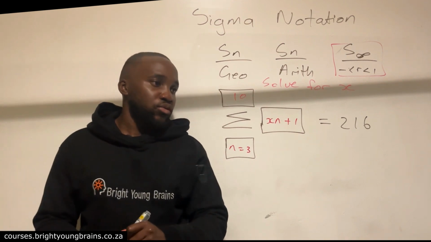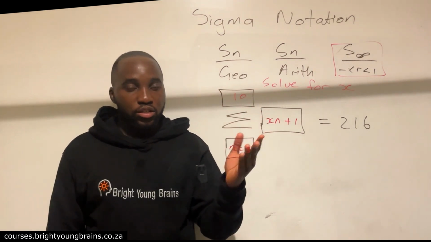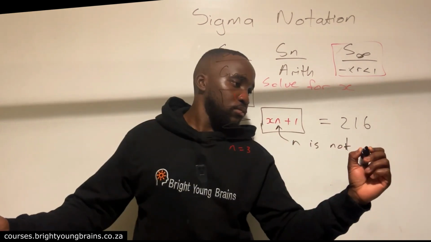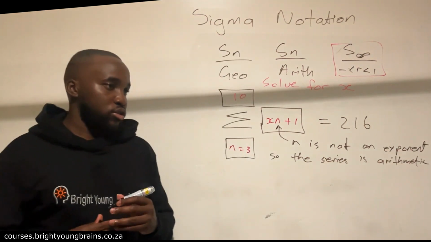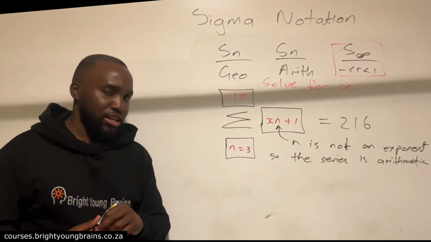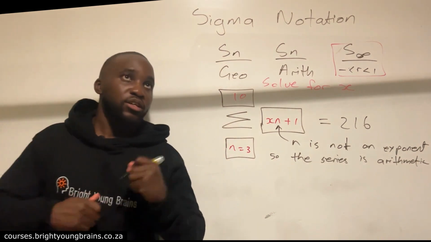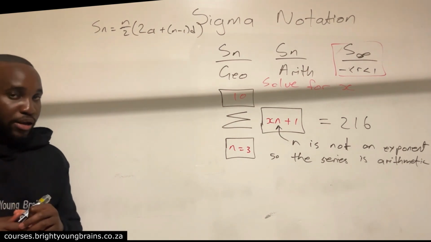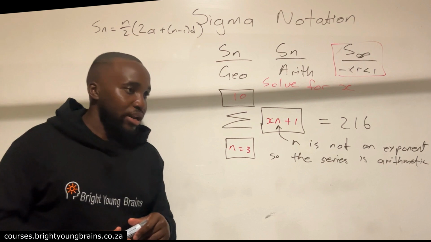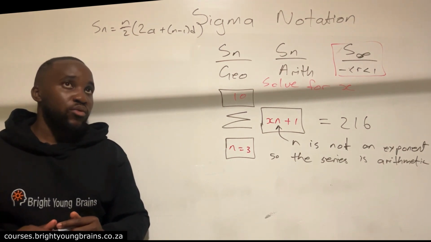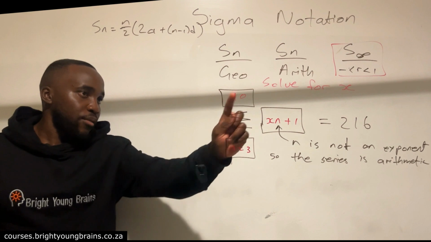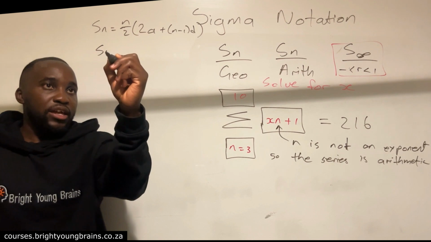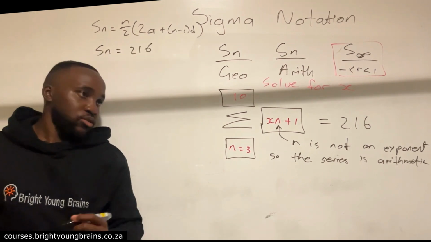You would firstly need to identify what kind of a sequence, what kind of a series this is. The key pointer here is that n is not an exponent, so the series is arithmetic. As long as the series is arithmetic, we need to think of the Sn formula. If our expression here is equal to 216, it means that Sn here is the one that's equal to 216.